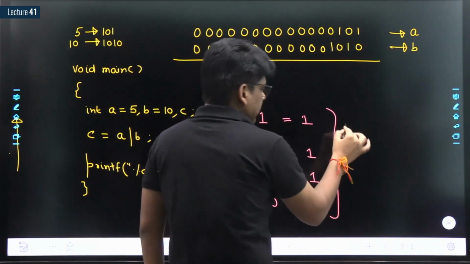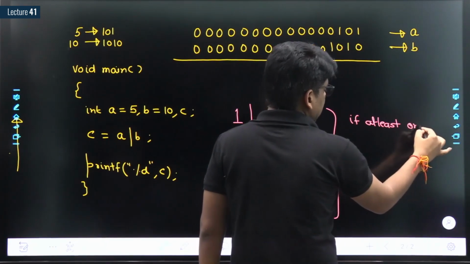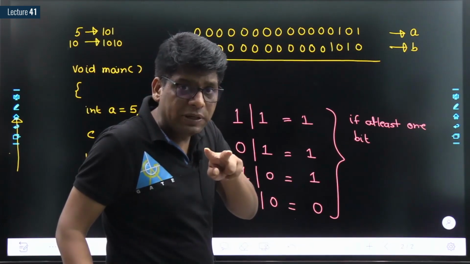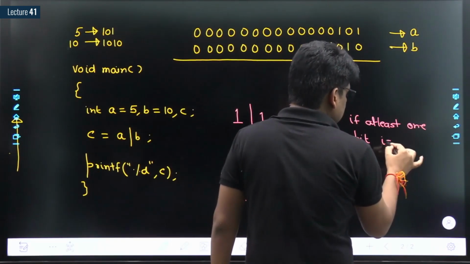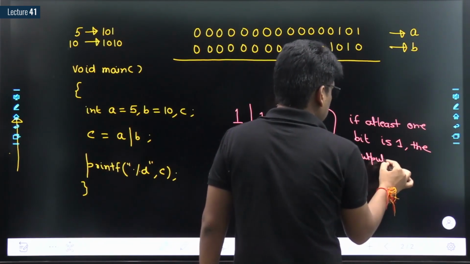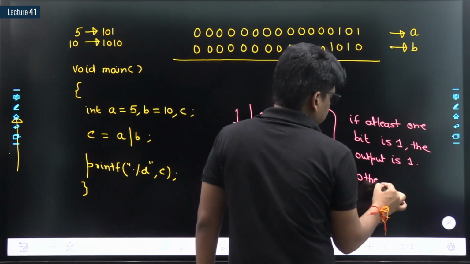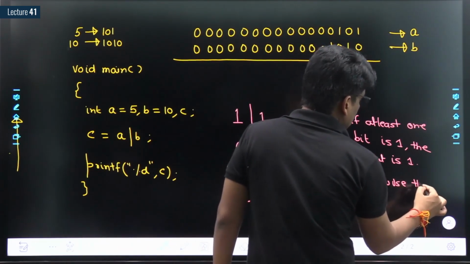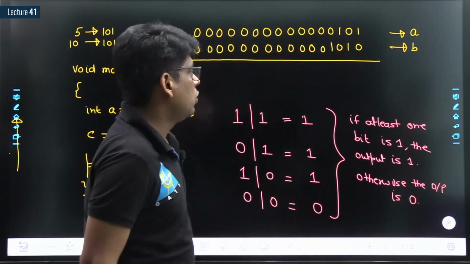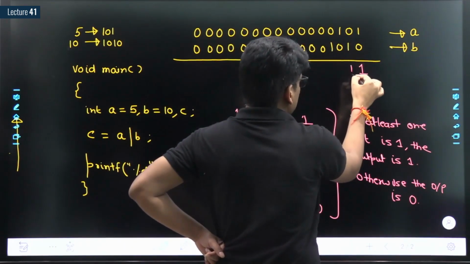So, what does the bitwise operator say? It is working on 2 bits at a time. If at least one bit is 1, the output is 1, and the output is 0 otherwise. The output is also a bit. So, if I ask you 1 or 0, at least 1 bit is 1, so the output is 1.